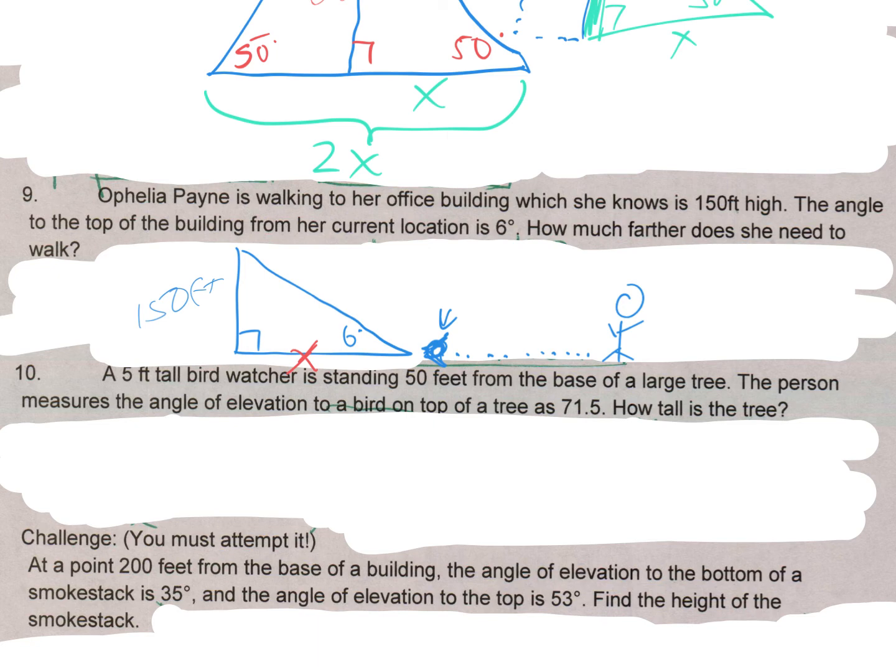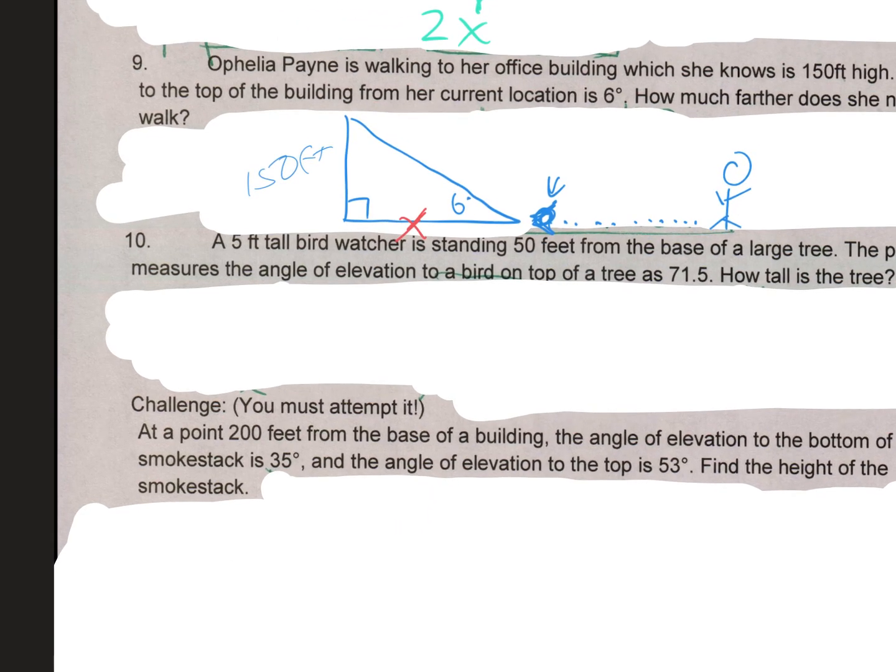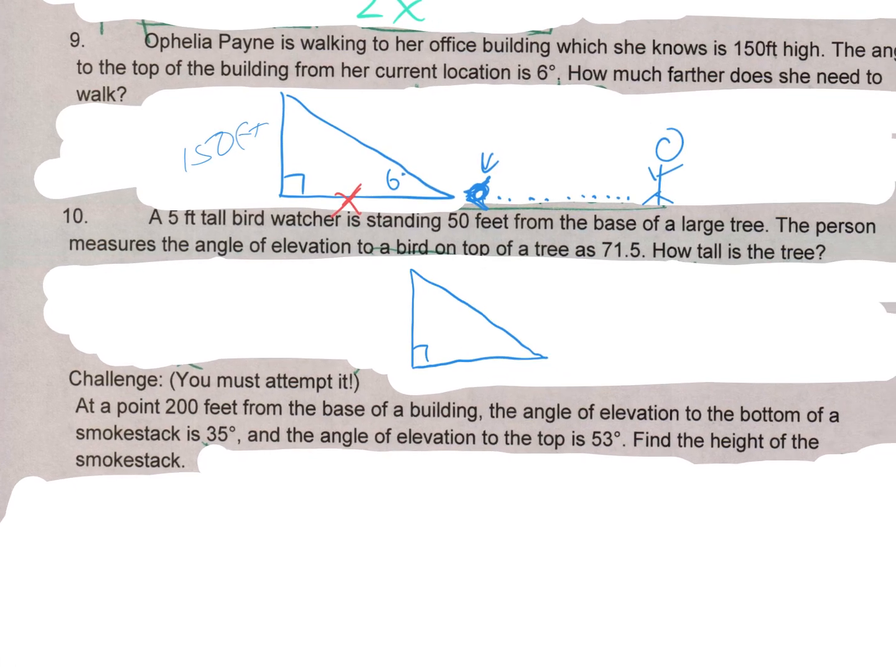All right, let's talk about 10. Bits of information that mean something in these questions. A 5-foot tall bird watcher is standing 50 feet from the base of a large tree. All right, let me draw my picture.